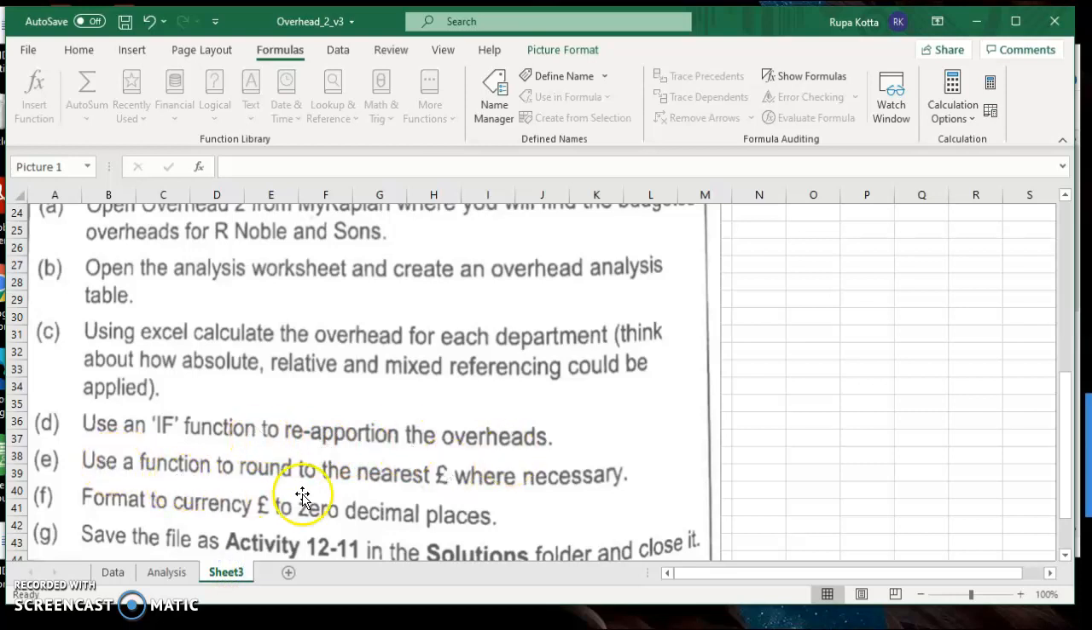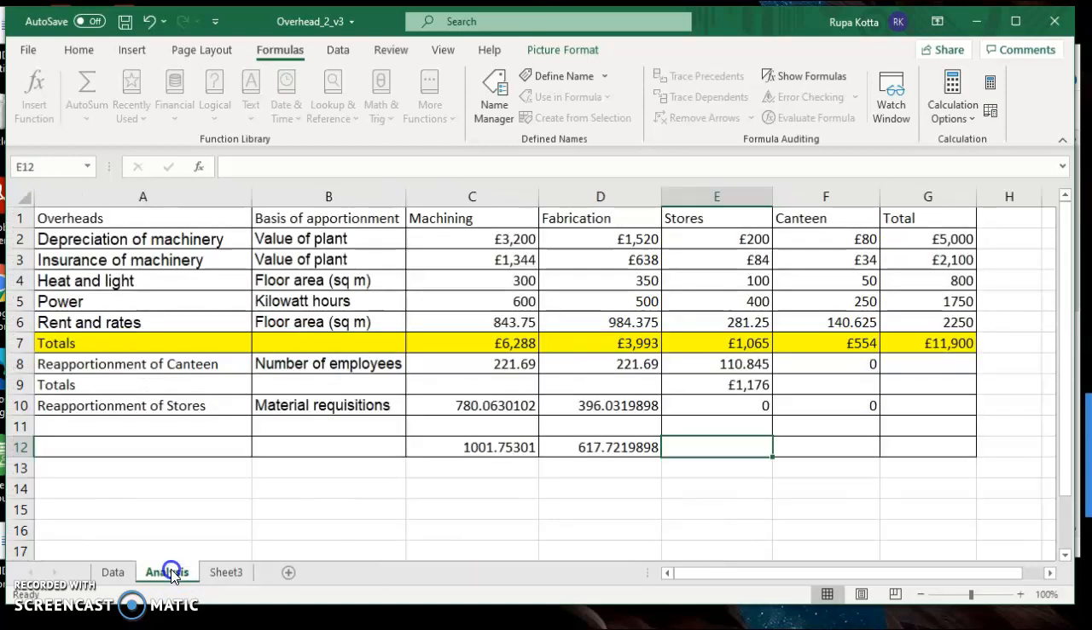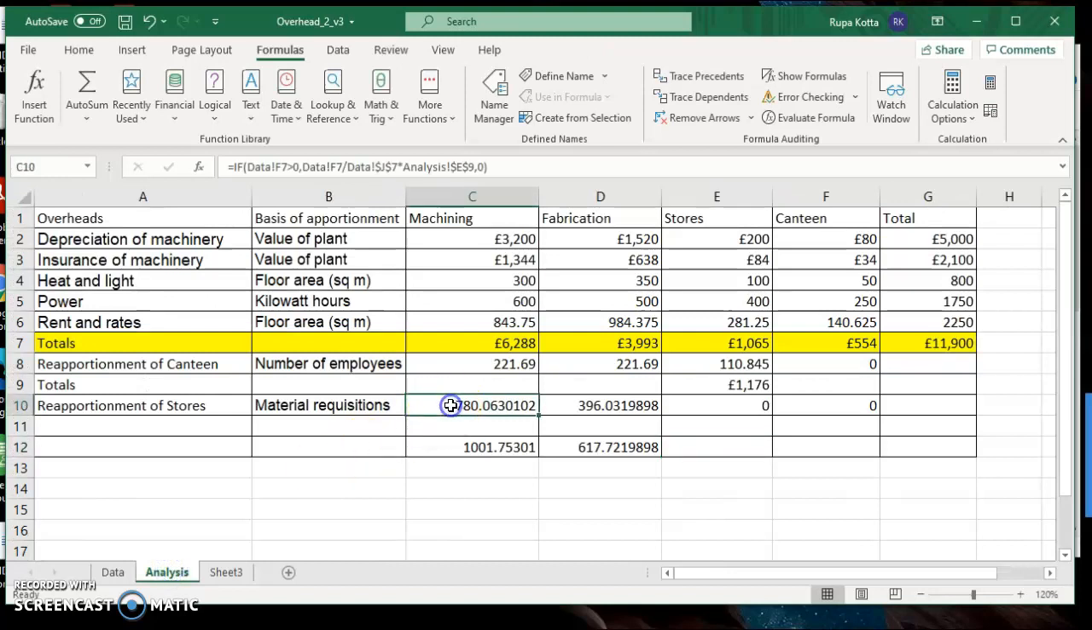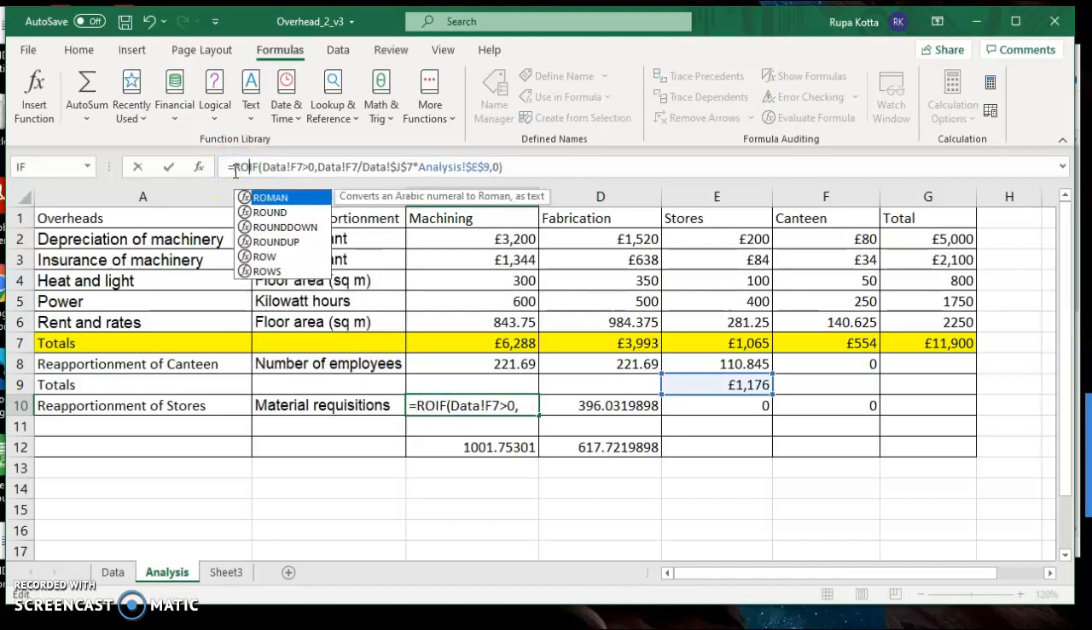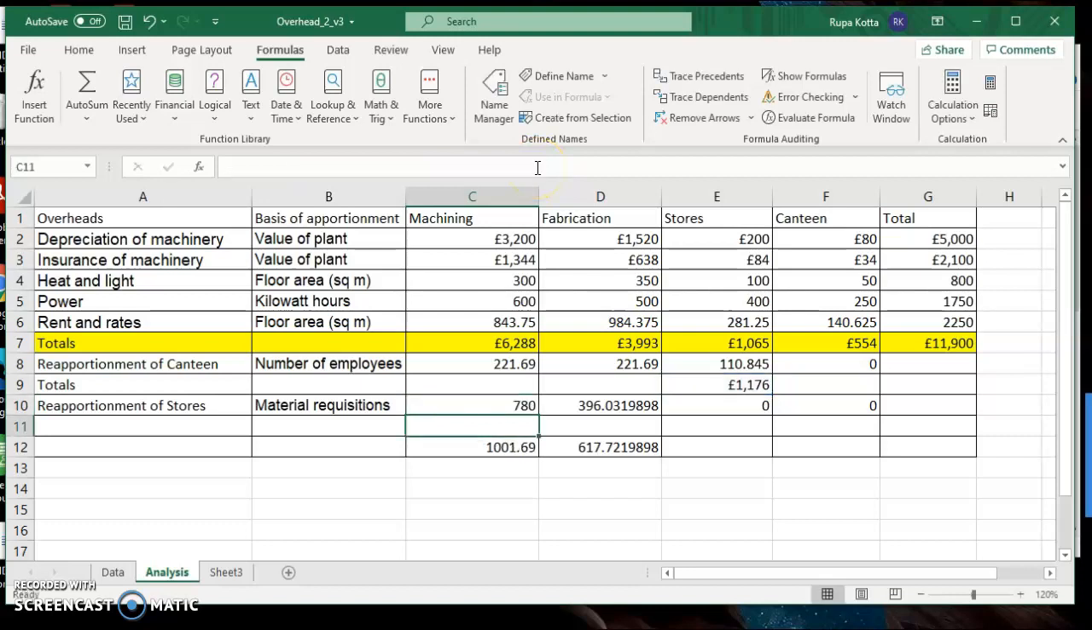Use a function to round to the nearest pound where necessary. So the reapportionments of the overheads should be rounded to the nearest pound. So they want us to use a function, the ROUND function. Round, open bracket, the whole formula, comma, 0. That means whatever answer you got in this formula, you are rounding it to 0 decimal places. Do the same here also.